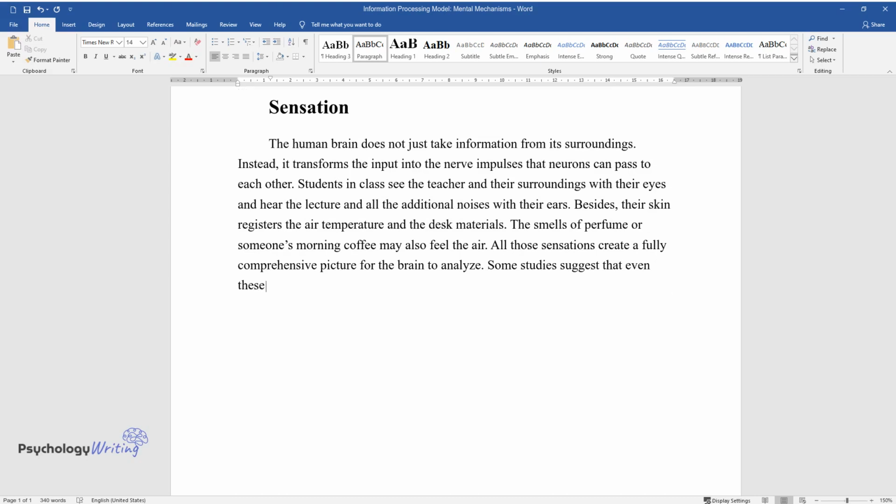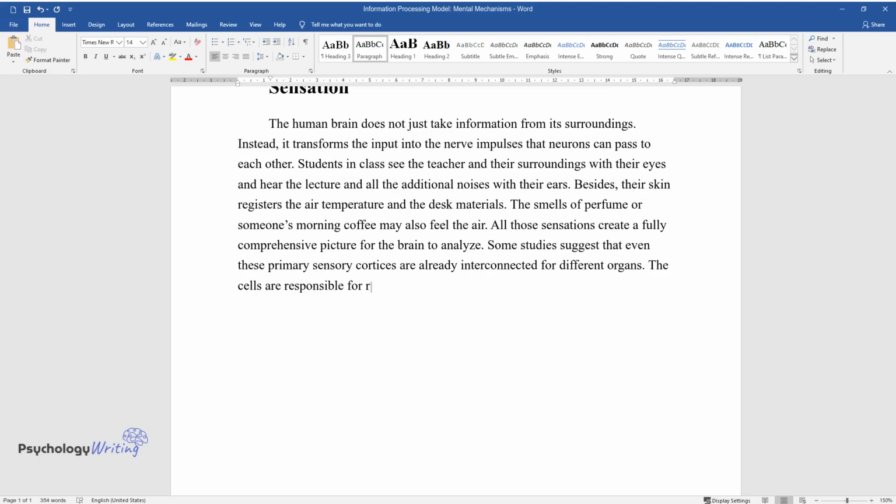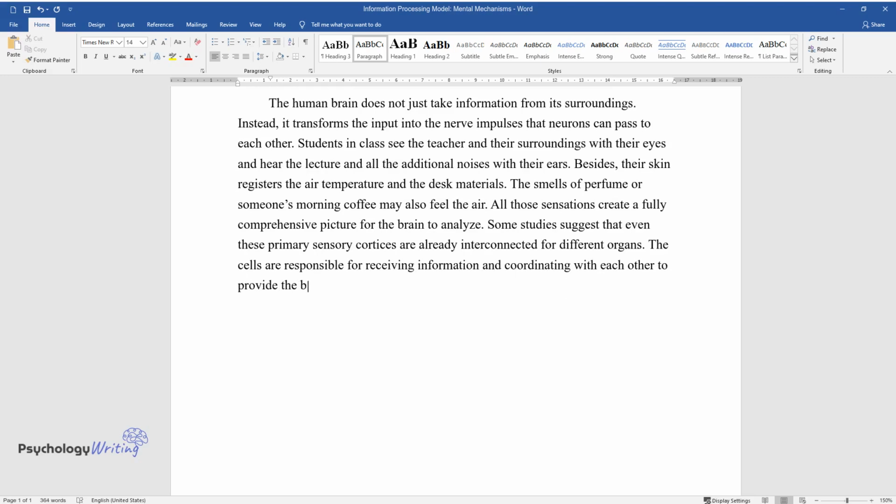Some studies suggest that even these primary sensory cortices are already interconnected for different organs. The cells are responsible for receiving information and coordinating with each other to provide the brain with all it needs to react but not overload it.